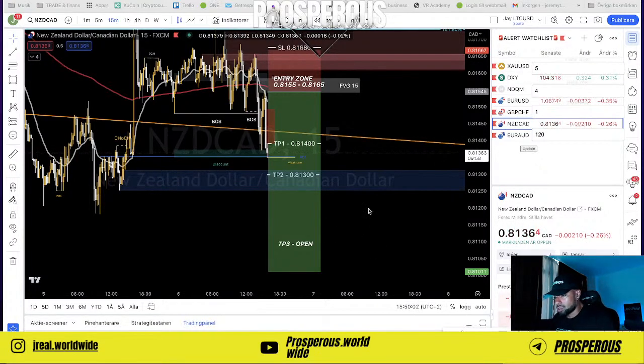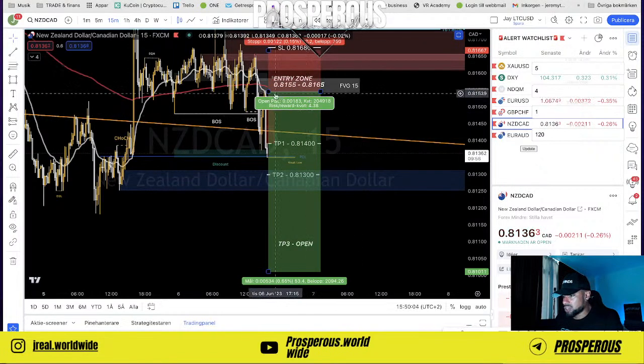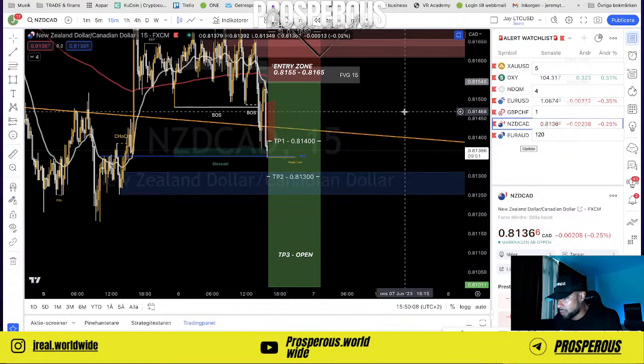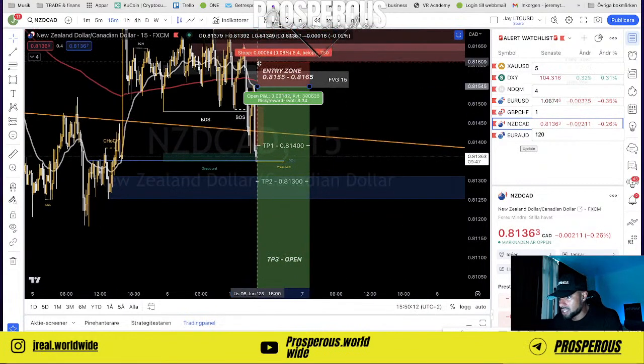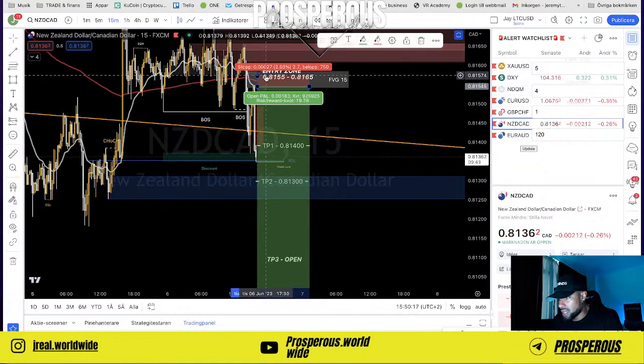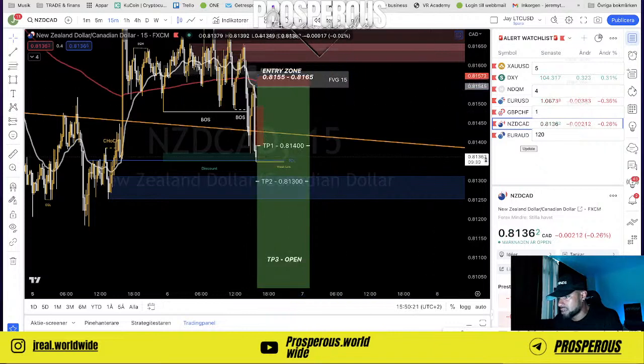And so this one is running nicely, and I would say you can move your stop loss to break even right now. Or you know what? I wouldn't even do that. So what you do now is move stop loss down here to 0.81575. All right?